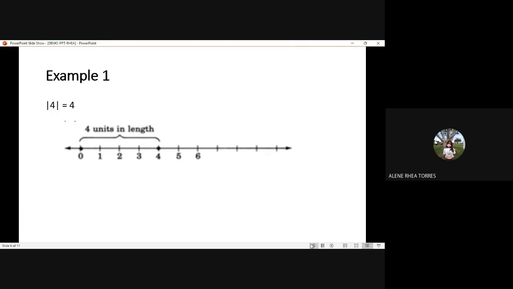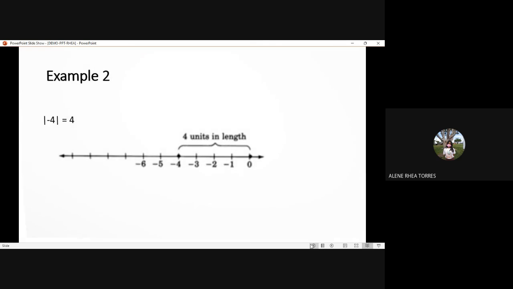Okay, another example. What if negative naman yung ganito? What if the absolute value of negative 4 equals to 4? Nganong 4 gihapon? Because whether it is negative or non-negative na number na nasa sulod sa duha ka bar, ang magiging result ana is always positive. Kay ang distance manggod, kung magsukat ta og mga length, distances, dili na siya pwede maging negative. Instead, dapat positive na siya.